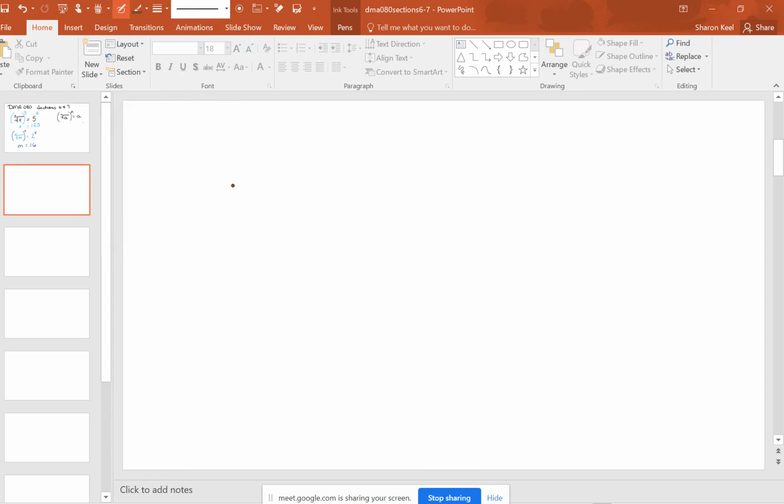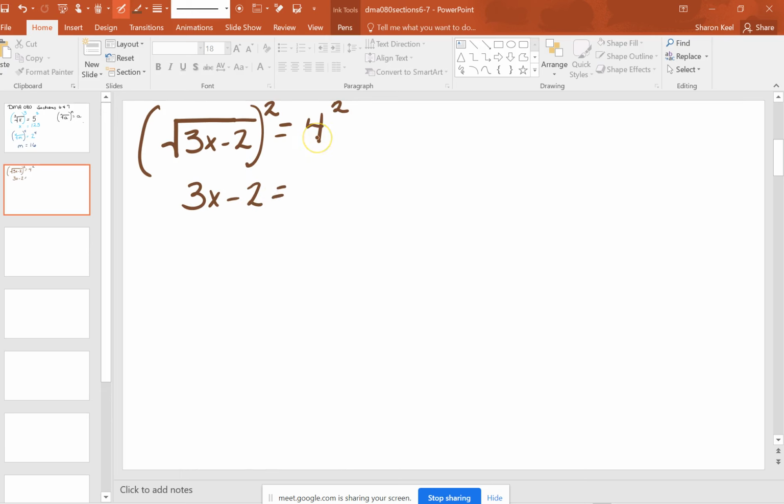So let's say we happen to have the square root of 3x minus 2 is equal to 4. So what we want to do is we need to take this radical, determine the index. There's no number, so it's understood to be a 2. So if I raise this to the second power and this to the second power, the left side now comes out from under the radical, so no radical exists anymore. 4 squared, 4 times 4, would give us 16.